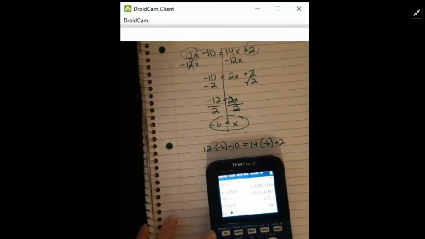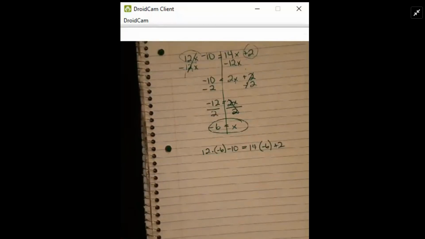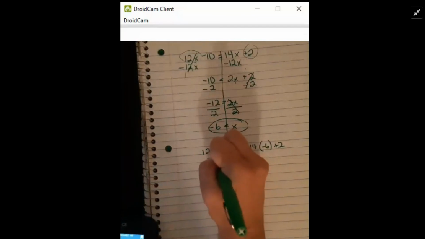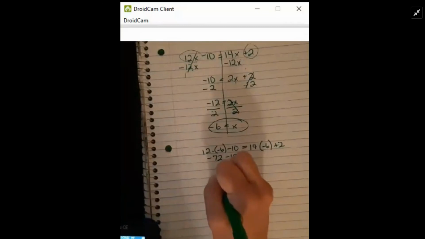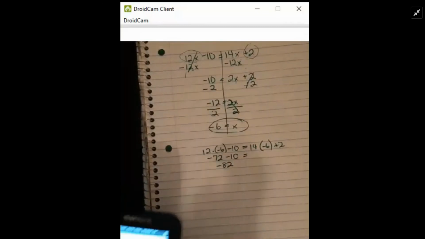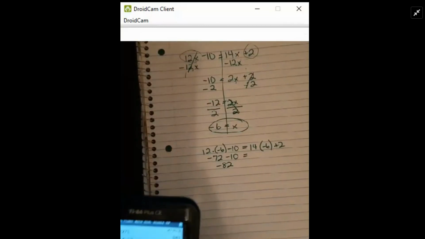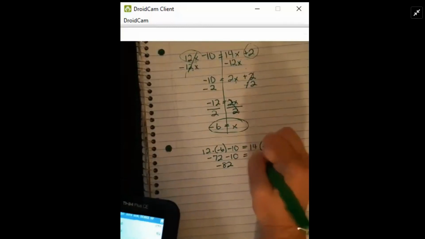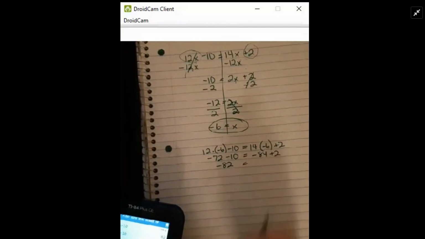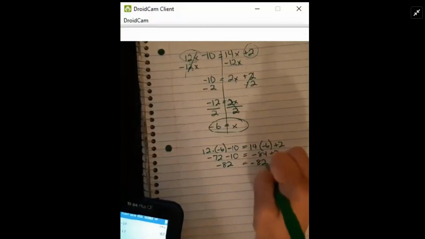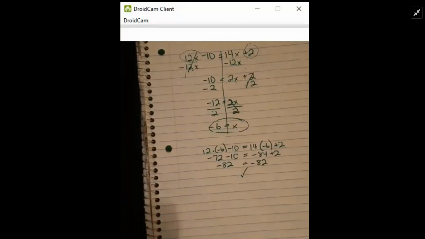We do 12 times negative 6 minus 10. So 12 times negative 6 is negative 72, minus 10. So that's going to give us negative 82. Let's see if we get the same thing on the other side. 14 times negative 6, again, negative 84, plus 2. Negative 84 plus 2 is in fact negative 82. They are equal. Just checked ourselves.